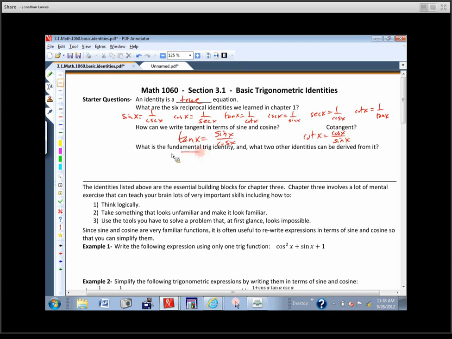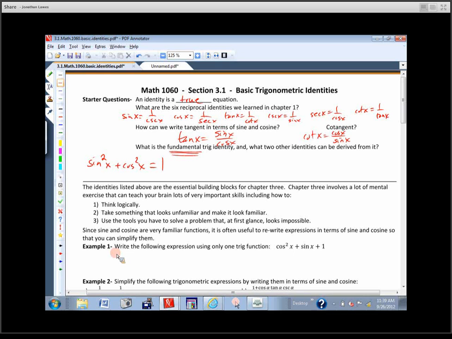And then this is a really important identity. It's called the fundamental trig identity, or we gave it another name, and I usually call it by its other name. I call it the Pythagorean identity, and that is sine squared of x, so if you take the sine and square it, plus cosine squared x, take the cosine and square it. That equals 1. Okay, that's the fundamental trig identity, or that's the Pythagorean identity.